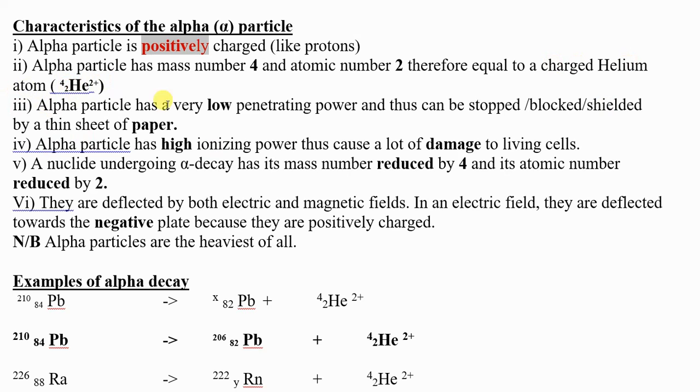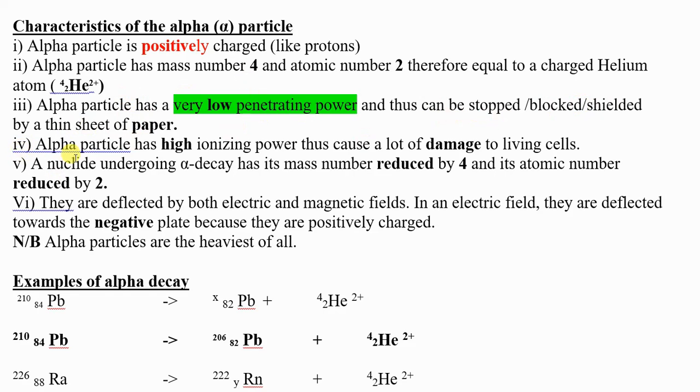What about the penetrating power? Alpha particle has a very low penetrating power, and thus can be stopped or blocked or shielded by a thin sheet of paper. A piece of paper can block alpha particle. It will not penetrate through a piece of paper. Therefore, it has a very low penetrating power.